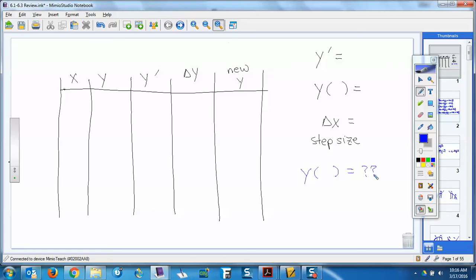Now, the y could be p or some other letter, like in number 6, the y value was p. So in my table, instead of y, this would be p. When you make your table on the quiz, if the function has p as the output variable, and you put y in your table, that's fine. I'm not going to count that off, because you do have to use y1 and x in your calculator. And delta y would be delta p, and the new y would be the new p. And t might be the input variable instead of x in your differential equation.